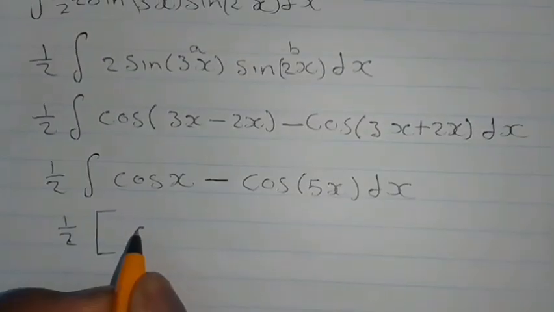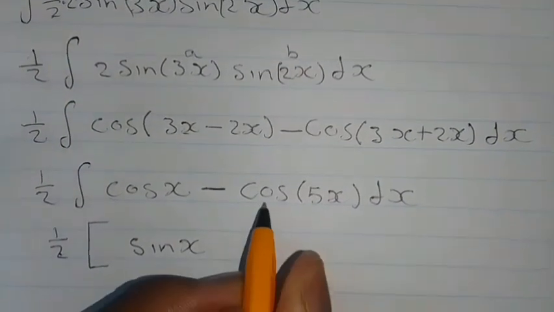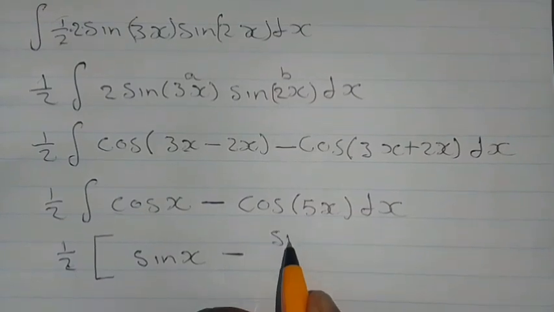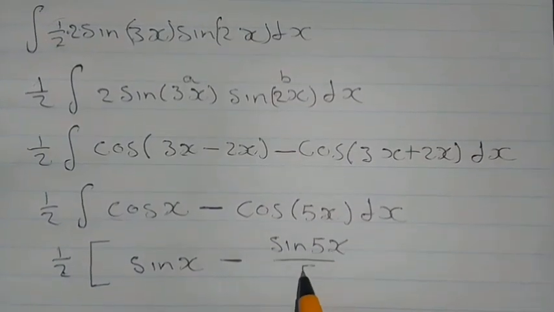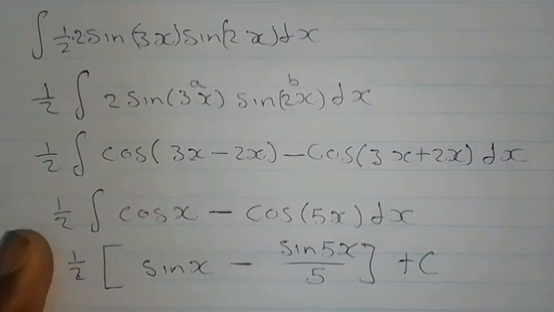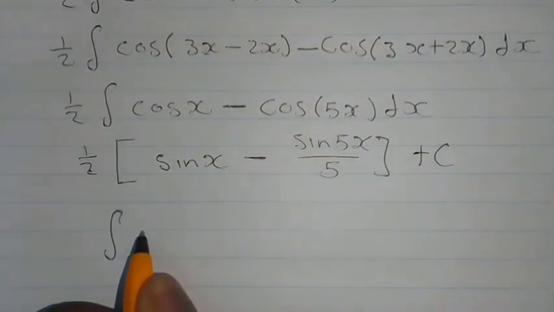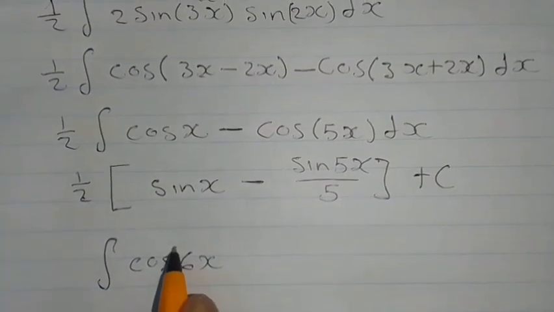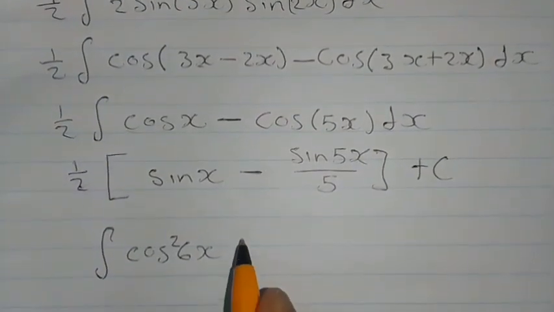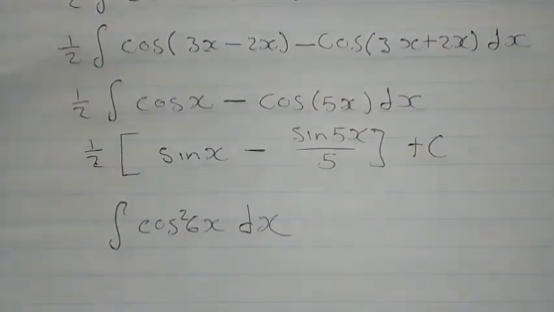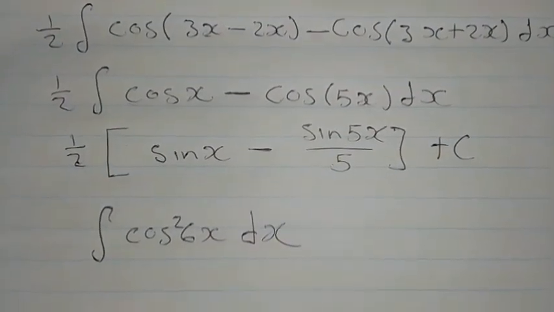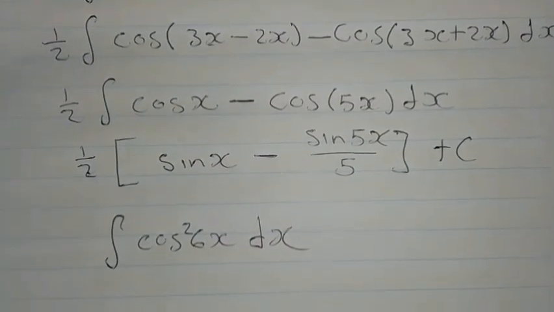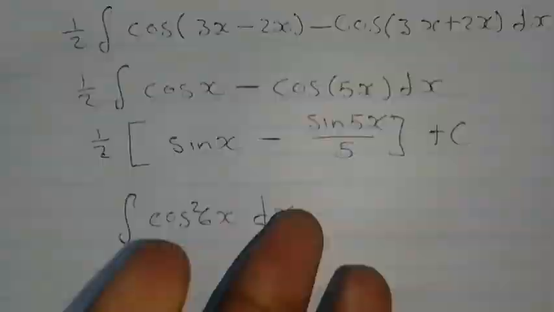So the integral of cos x is sine x, and for negative cos 5x, we'll keep the negative, and then we'll say this is sine 5x over 5. Then you can add the constant outside. And now, similarly, we can work on the integral of cos squared 6x dx. Try to work on this integral.